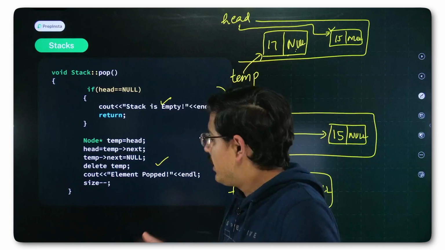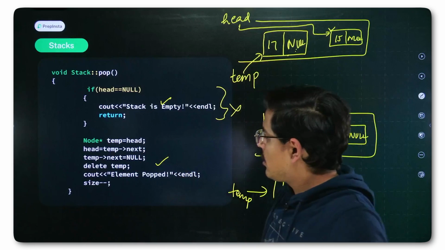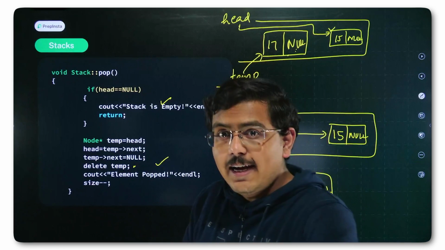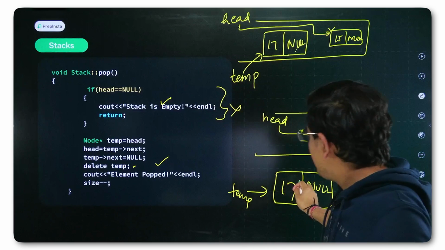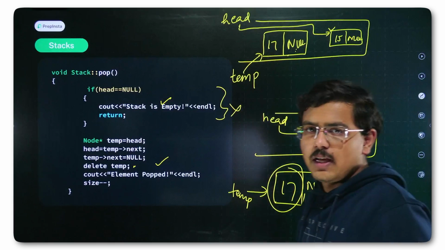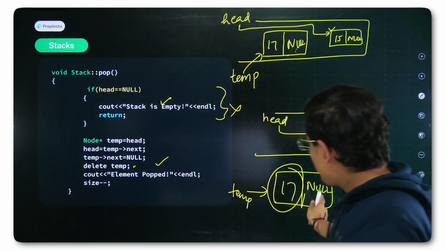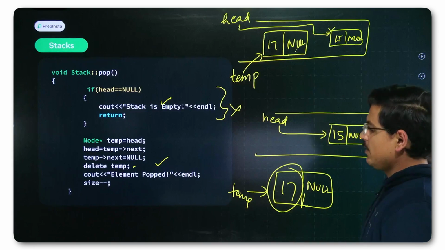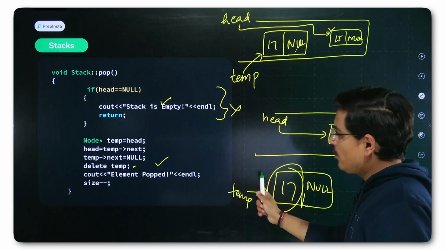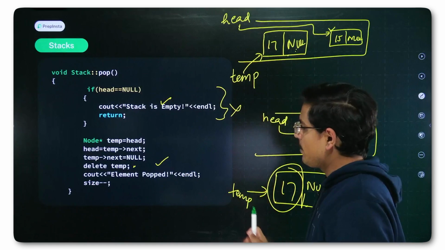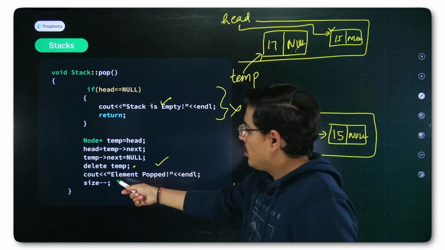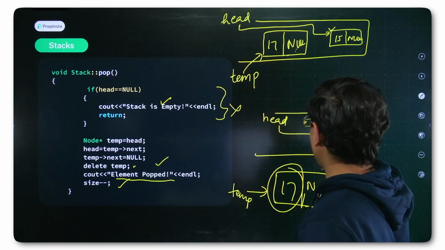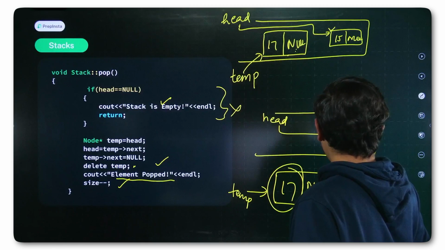What you can do from your end is add a cout command before this delete temp happens. Add a cout command yourself and try to figure out, can you print the value of this? Can you print this 17 on the screen before you delete this temp? Number one. Post that, you will print out this element popped, and then size would be decremented, which basically means now size is again 1.